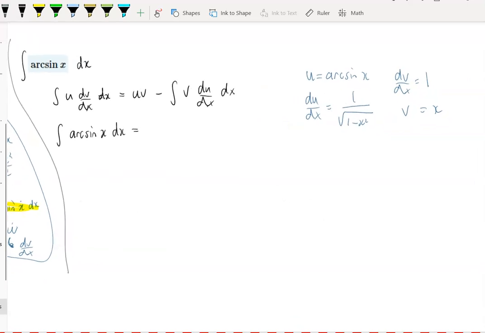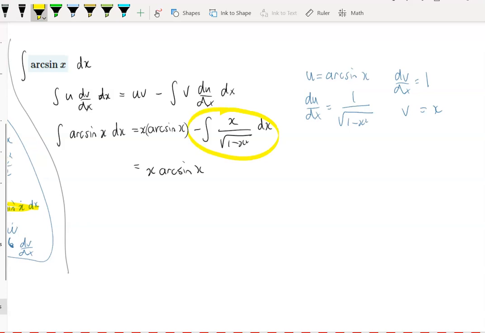So it's going to be u times v, so it's going to be arcsine x times v, which is x. So I'm going to write that at the front. Okay, so it's x times arcsine x. I'll put that in brackets just so it doesn't get lost. Minus the integral of v, which is x, times du/dx, which is 1 over the square root of 1 minus x squared, dx. Okay, so we've got x arcsine x. Now we've got this. Can we integrate that? Well, actually, we can.